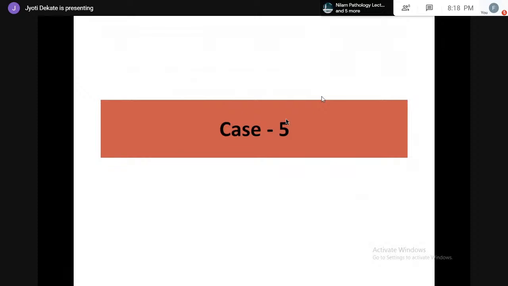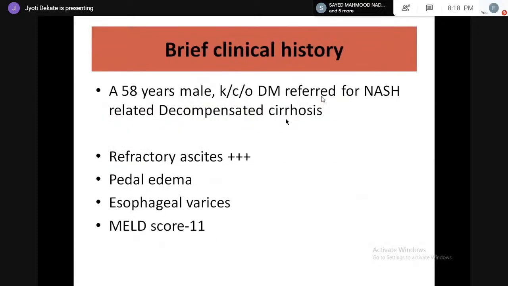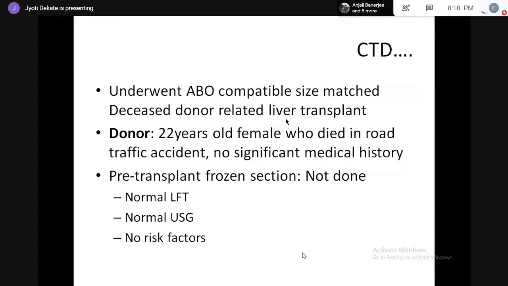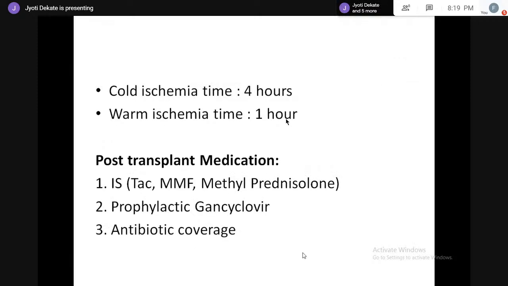The fifth and the last case of this session. This was a 58 year old male who was referred for NASH-related decompensated cirrhosis, and as a part of pre-transplant protocol workup, he was found to have detectable HCV viral load in 3 logs. He underwent ABO-compatible cadaver-related liver transplant. The cold and warm ischemia times were maintained within normal limits, and the patient was maintained on routine immunosuppressants, TAC-based regime.